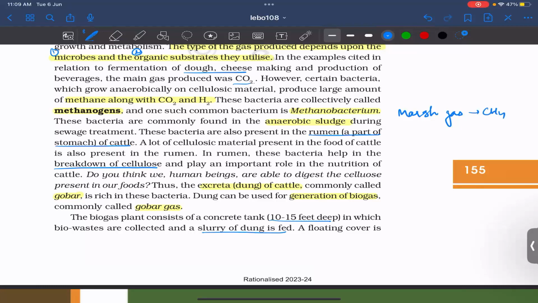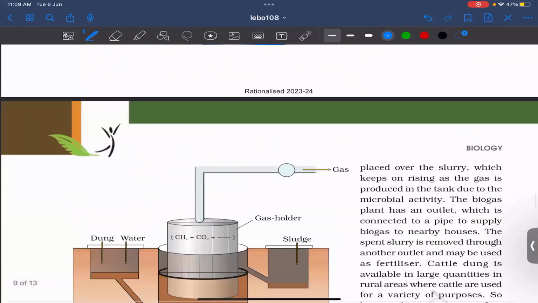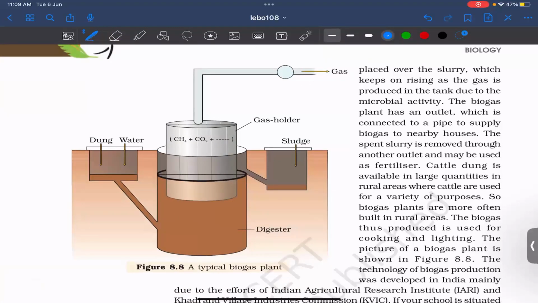Now we'll discuss through the diagram. See, from here the sludge is fed. After the feeding of the sludge, it will go into the digester. Now this is a floating chamber, the gas holder. As and when we feed the slurry of the dung, it will go into the digester.